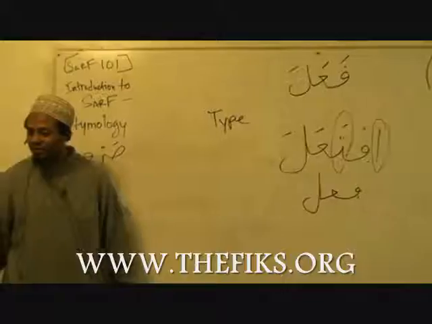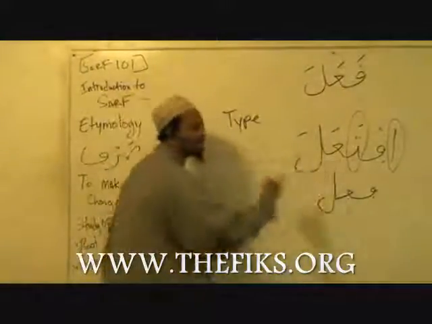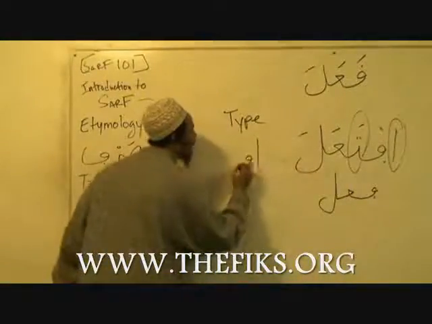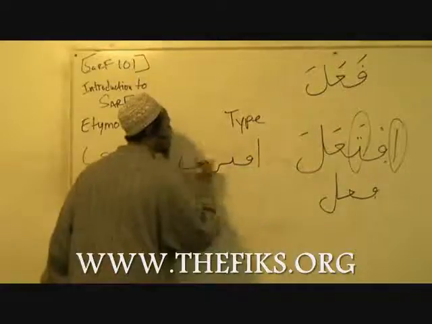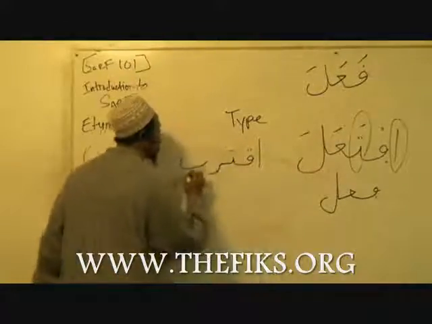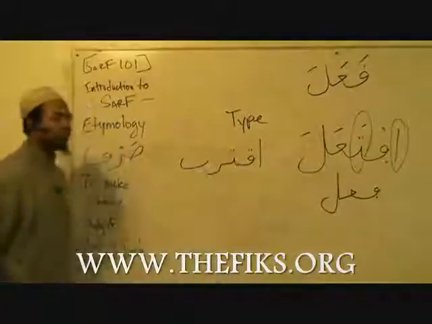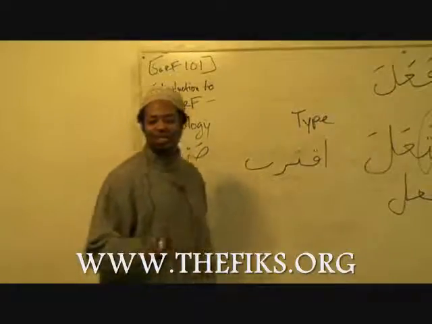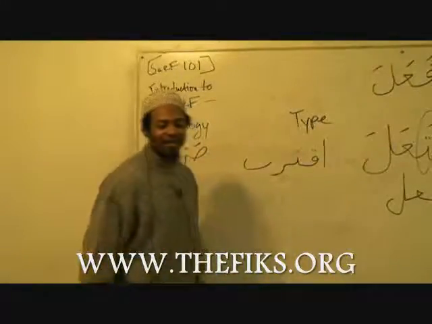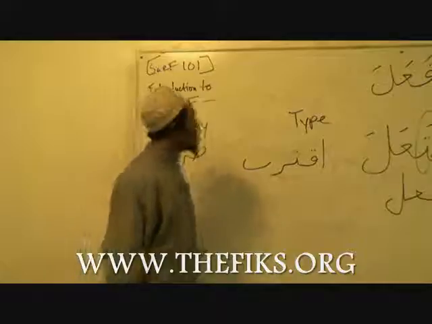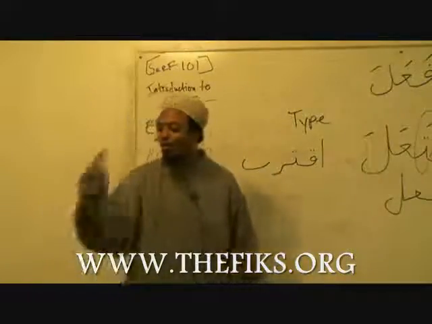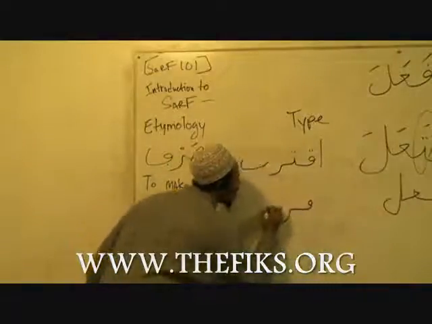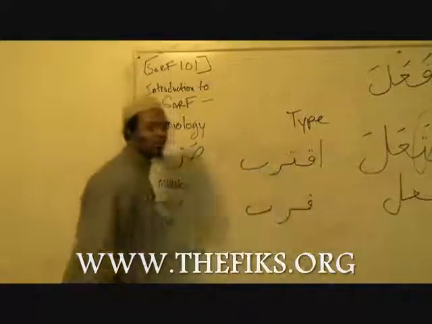Right? Do we use this root? Yes. Let's see it again. Allah says in the Quran, iqtaraba. Iqtaraba. What's the root? What? Wrong. It's not the root. Ta is not the root. What's the root? No. Alif is not the root. What's the root? Huh? Qaraba. Qaf, ra, ba.